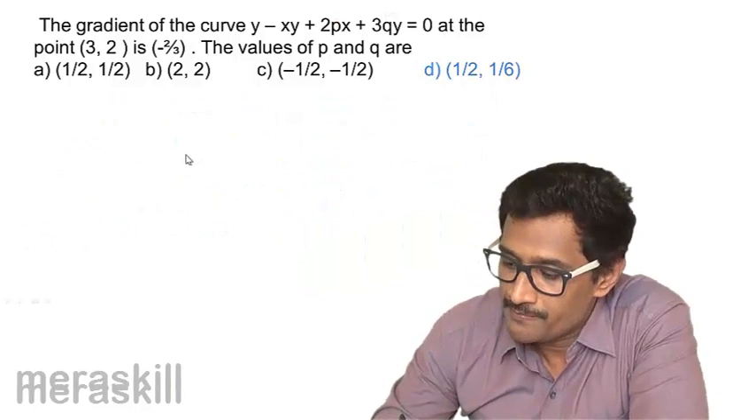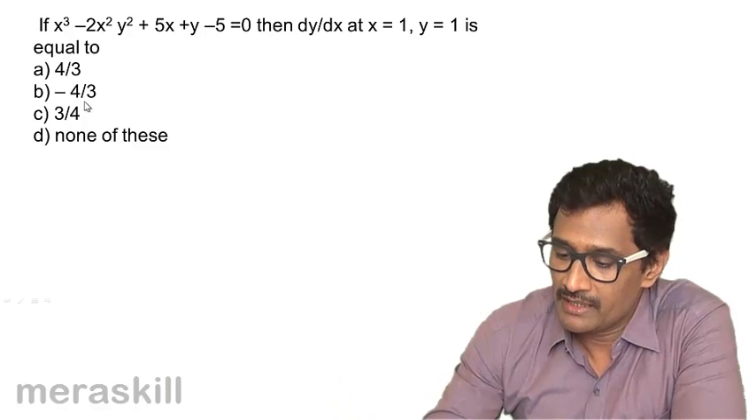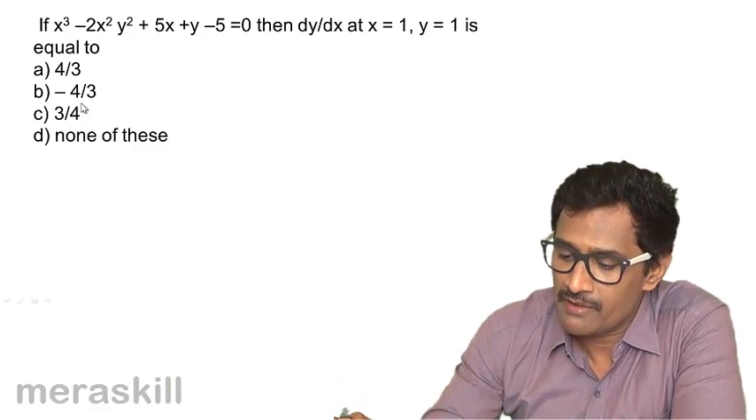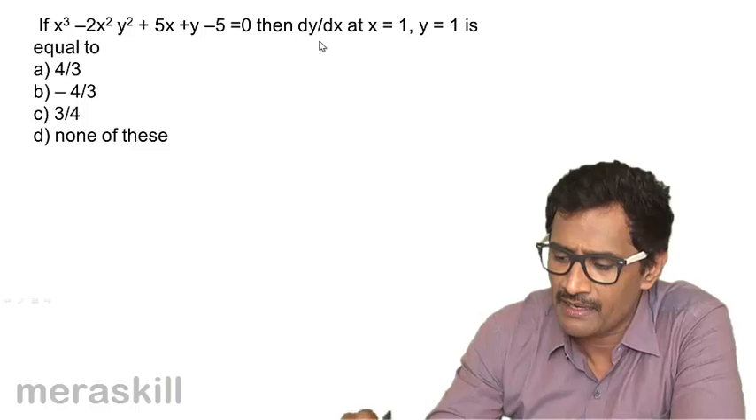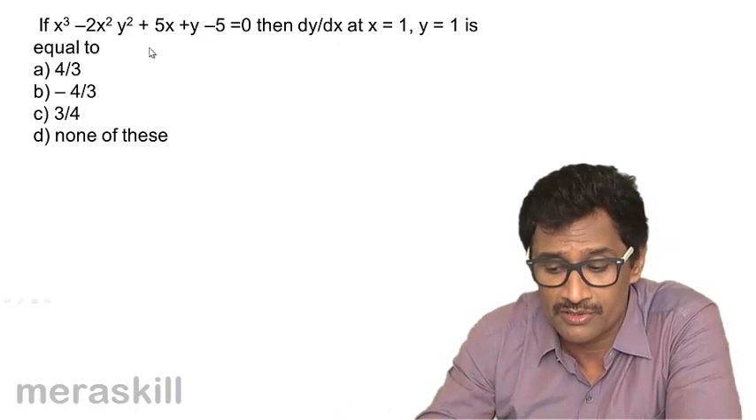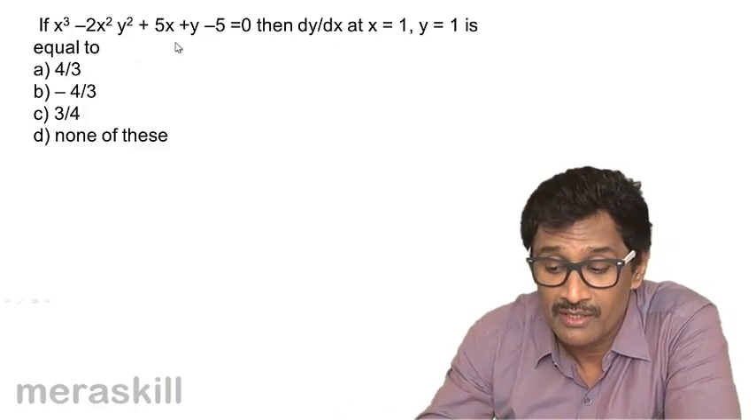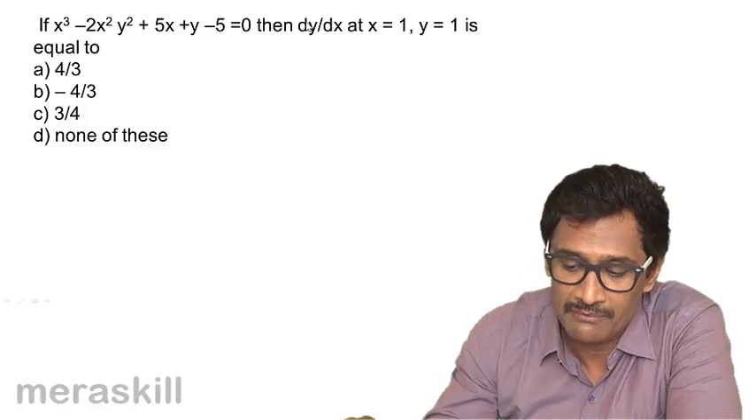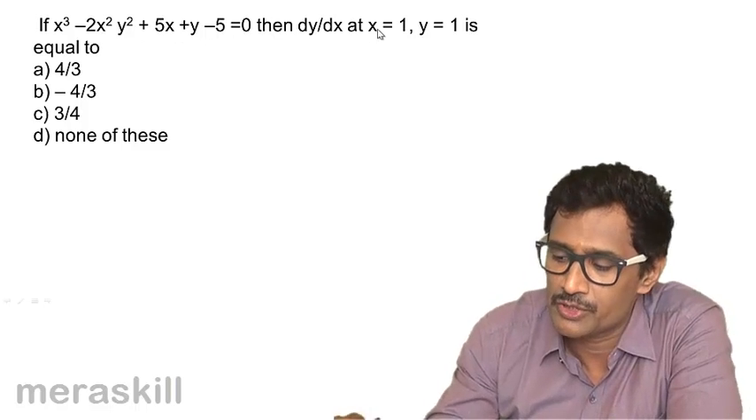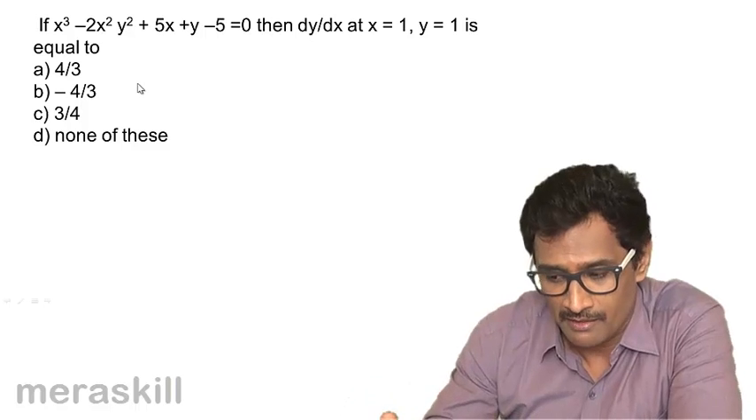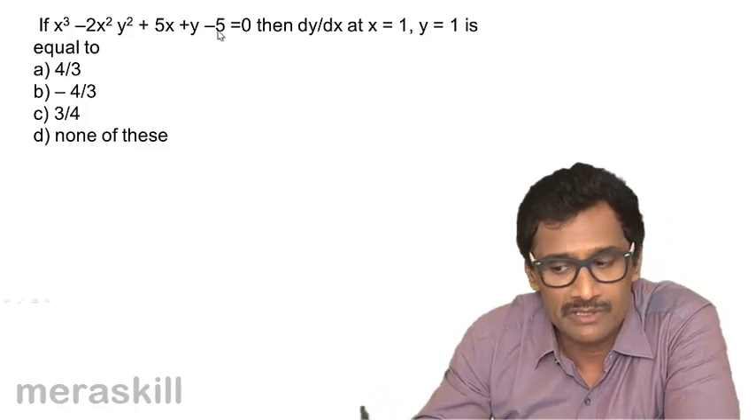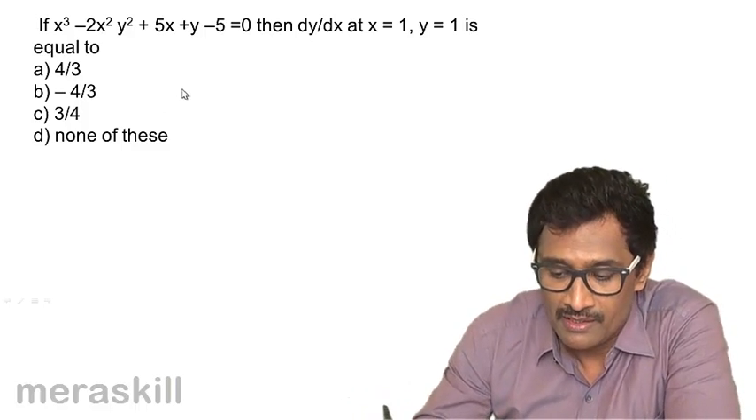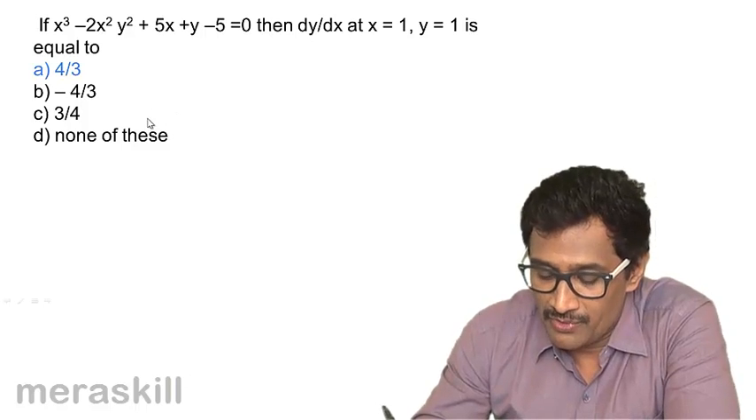Yes, okay. Then again, x cube minus 2x square y plus 5x plus y minus 5, at dy by dx. We have done this already. We got the answer as 4 by 3. In one of the earlier sums, we have done the same thing, finding dy by dx and substituting x is 1, y is 1. We already came across the same example, and we got the slope as 4 by 3, right?